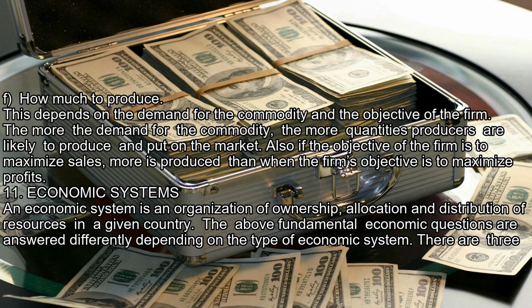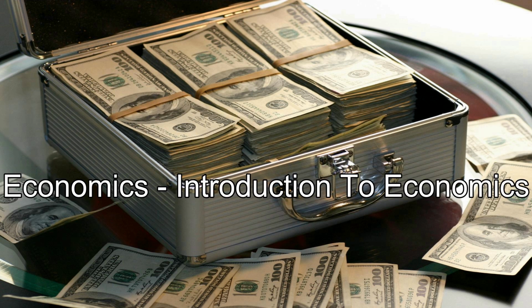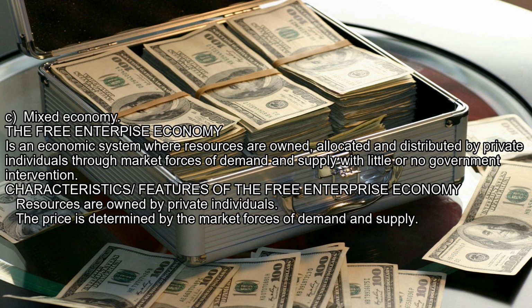11. Economic systems. An economic system is an organization of ownership, allocation, and distribution of resources in a given country. The above fundamental economic questions are answered differently depending on the type of economic system. There are 3. C. Mixed economy. The free enterprise economy is an economic system where resources are owned, allocated, and distributed by private individuals through market forces of demand and supply with little or no government intervention.